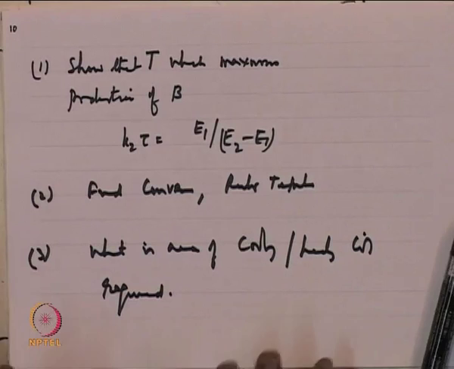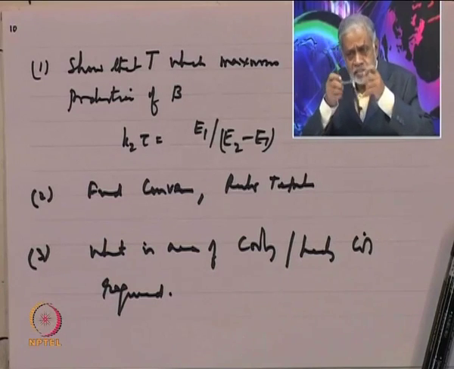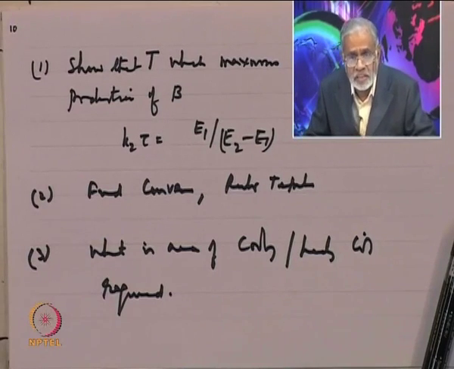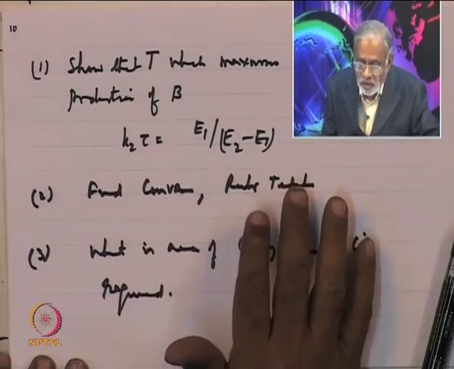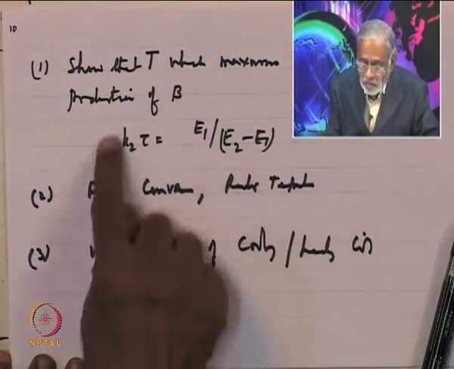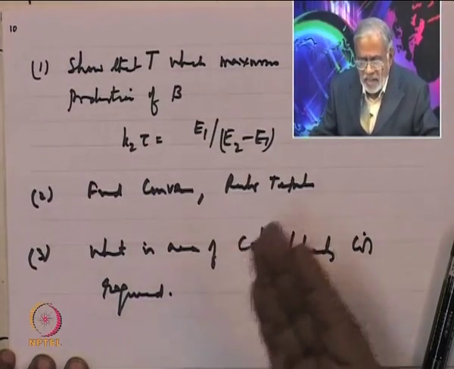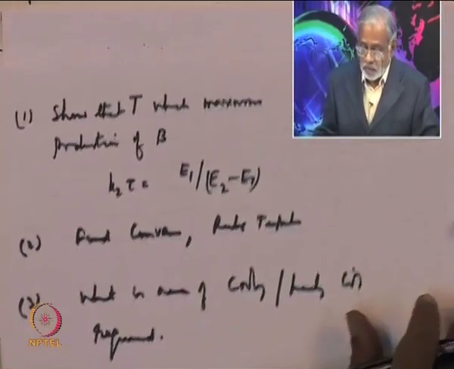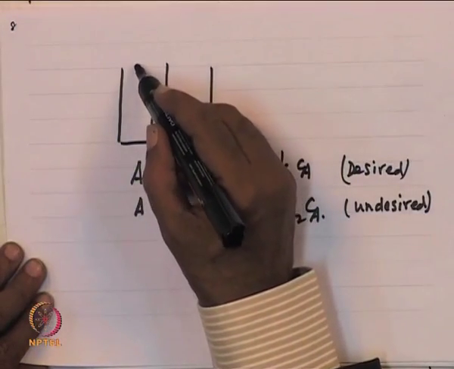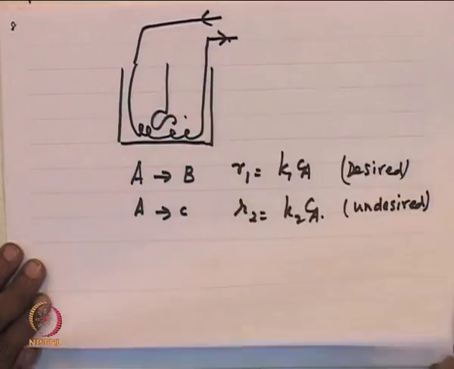Now, the context is frequently we encounter problems like this, where there is a desired reaction, there is an undesired reaction, and therefore, we need to choose conditions under which our objective of making the desired product is met. Therefore, first thing is to show that the temperature which maximizes the production rate of B is given by this expression. Once you have found that, then for those conditions, what is the conversion, the reactor temperature, all those conditions have to be fully specified. So, this is the question that is of interest to us. Let us try to go through this now. You have this problem here and there is a coil, which provides the heating or cooling.